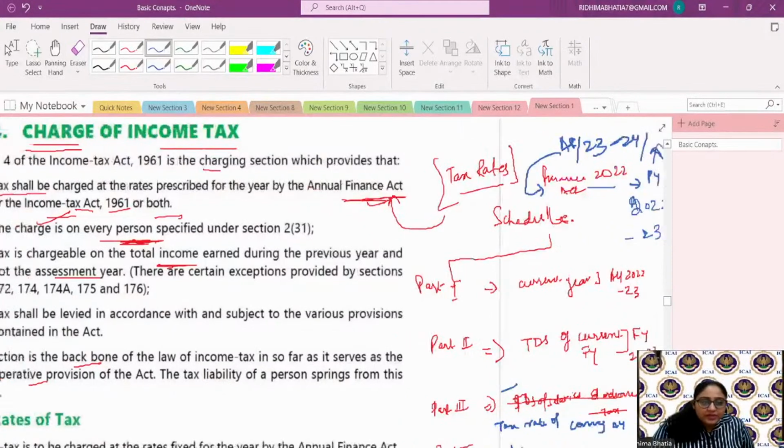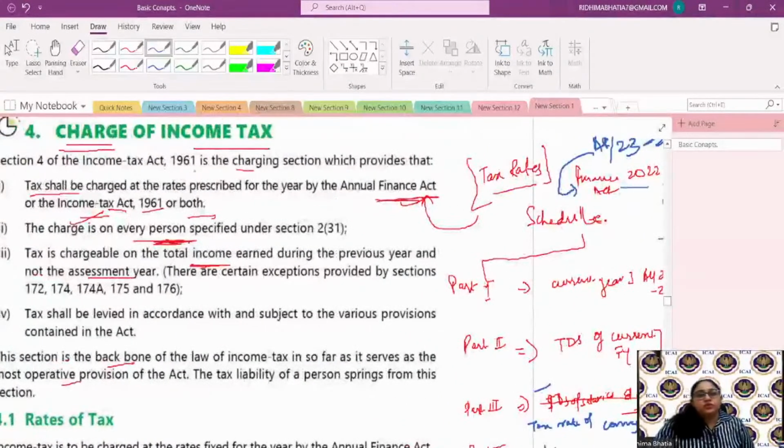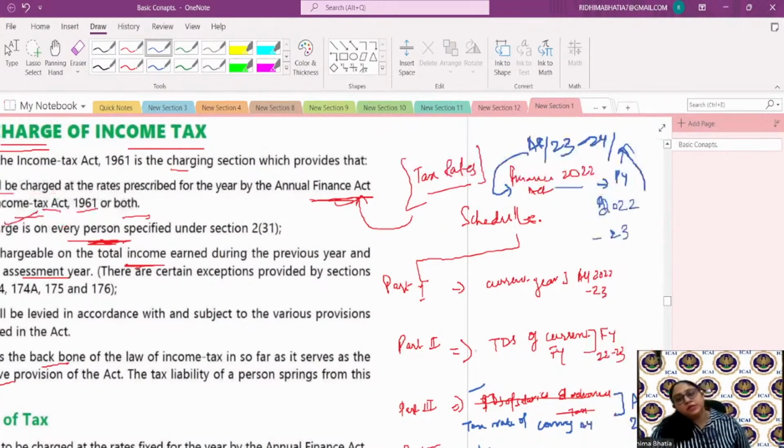So basically, why did I take it today? To break down the meaning of this section 4. So our first concept is clear. Tax will be charged at the rates prescribed for the year by the Finance Act or the Income Tax Act. Where will you find the rates in the Finance Act? In the schedule, part 1, part 2, part 3, part 4. But if I have to see the rates for assessment year 23-24, I will refer to part 3.